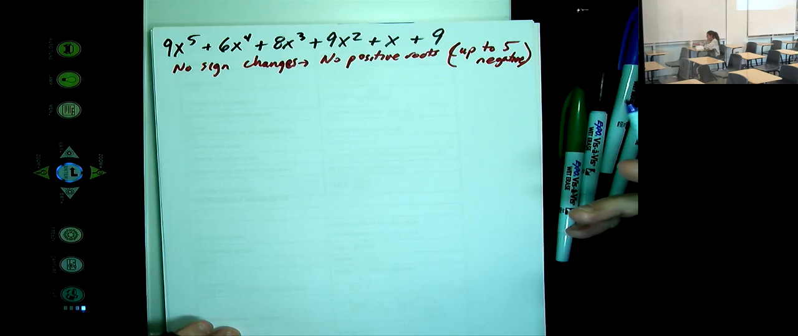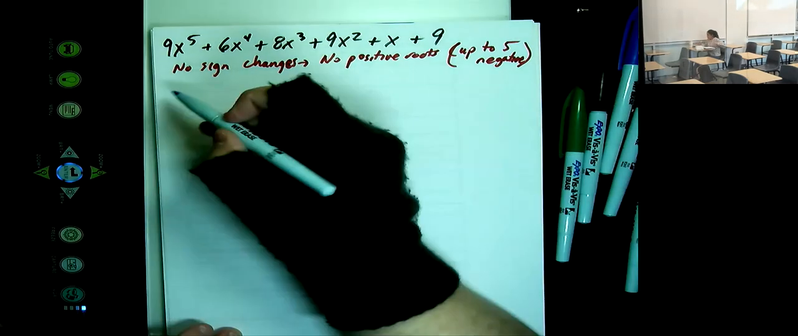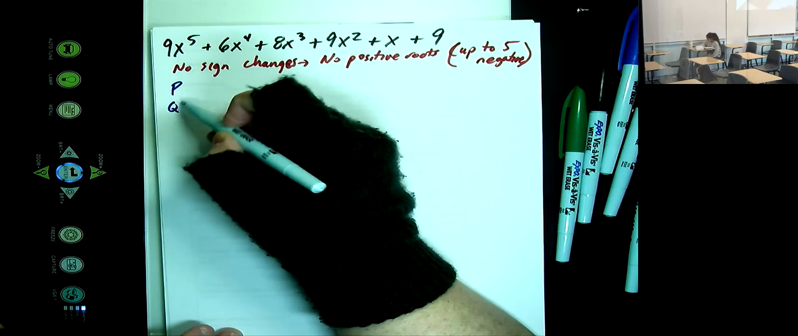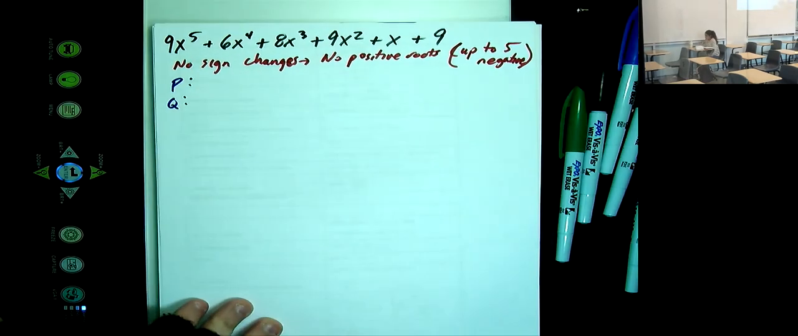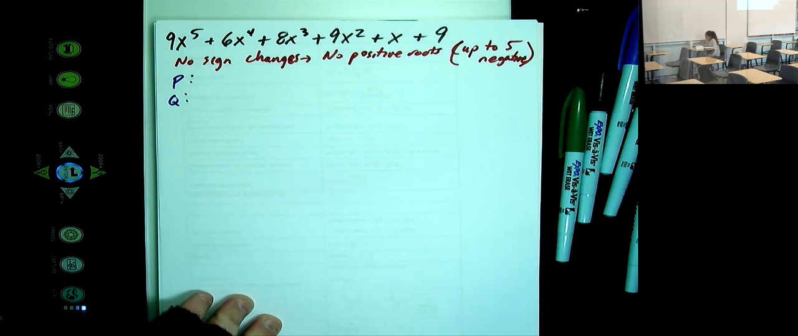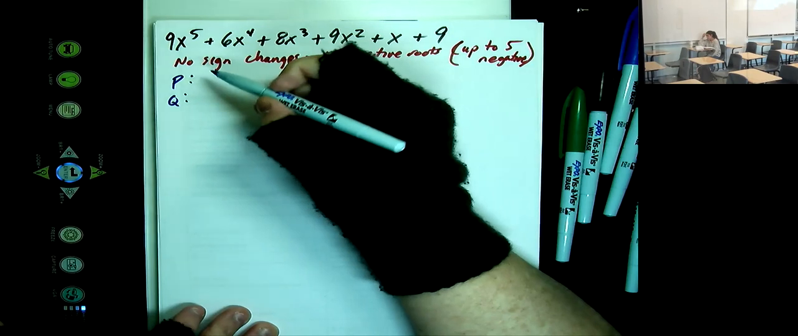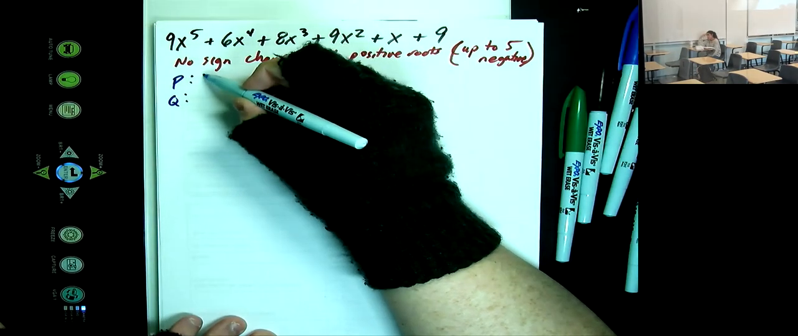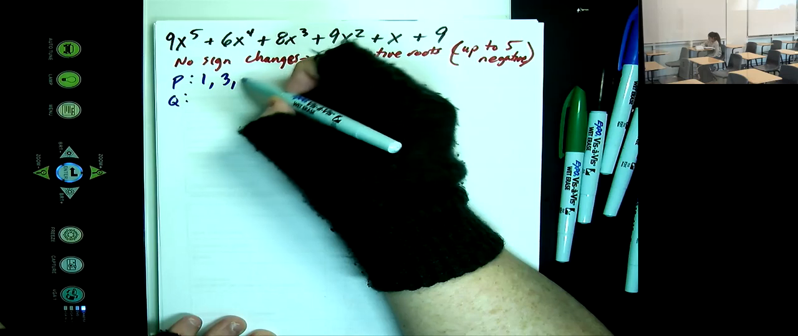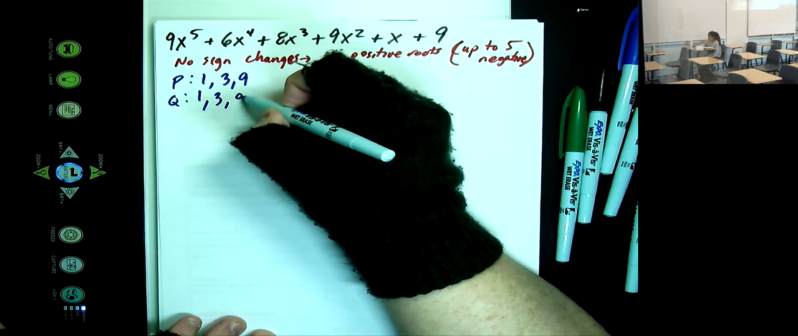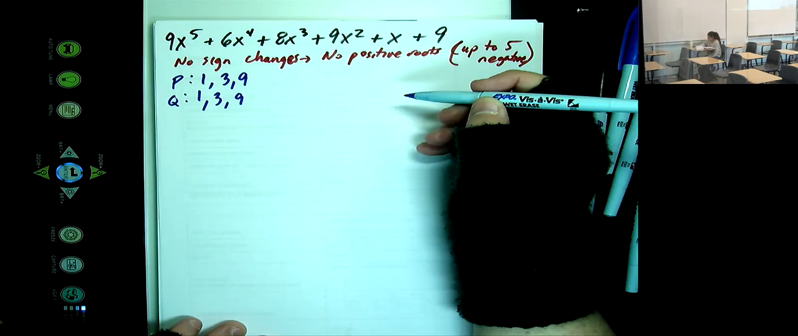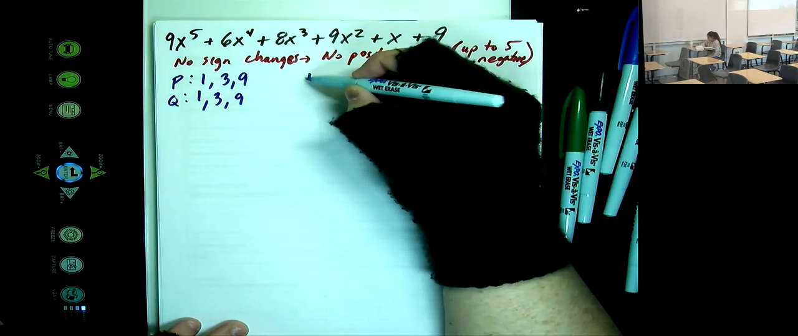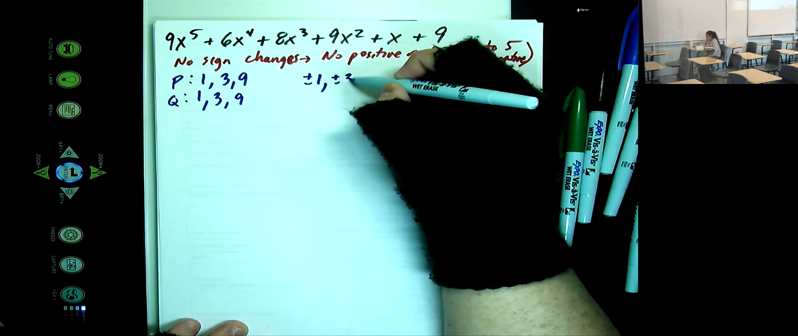What's my P over Q? What are my P's and what are my Q's? They're the same thing here, which makes that easy. How many different options do I have? What are the factors of 9? So we can have plus or minus 1, plus or minus 3, plus or minus 9.